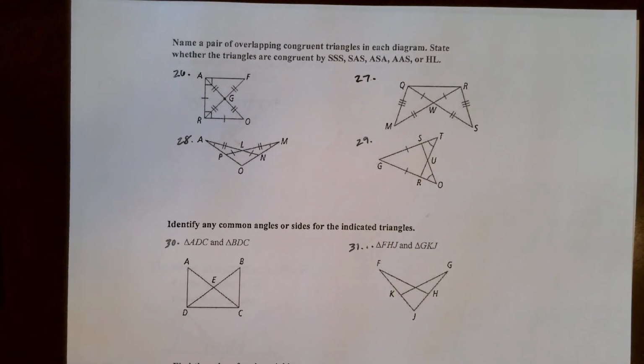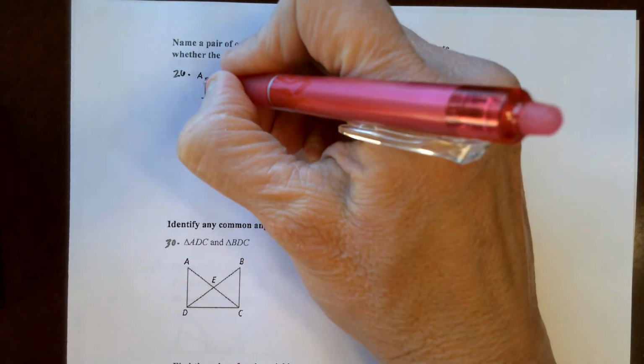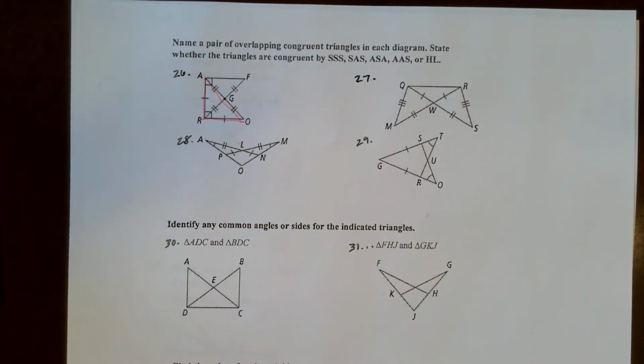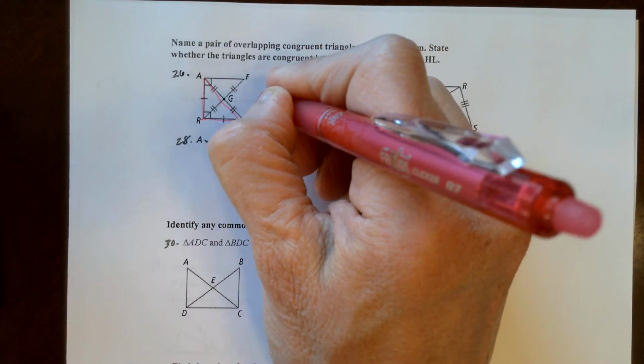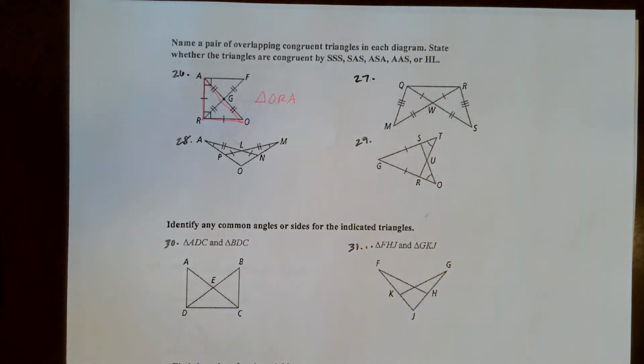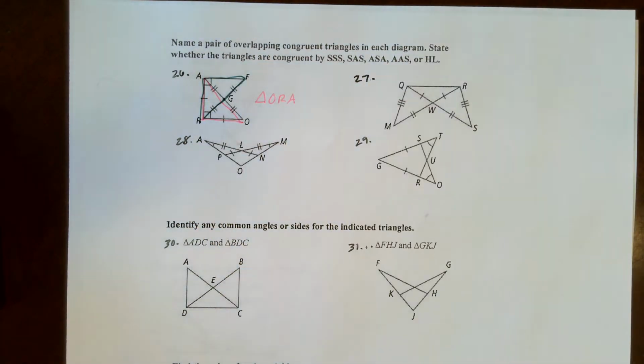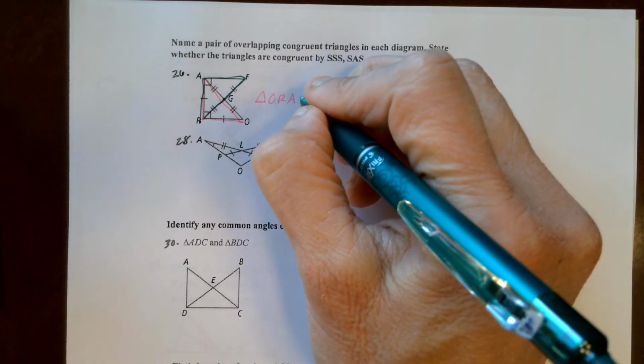Name a pair of overlapping congruent triangles in each diagram. State whether they are congruent. Okay, so when we look at this, I'm going to get my erasables out for this part, in case I need to erase. So I'm hoping you can see this triangle right here. So that's one of them. So that's triangle ORA. And then I'm going to put the other one in green. All right, and that's right here. So that would be triangle FAR.